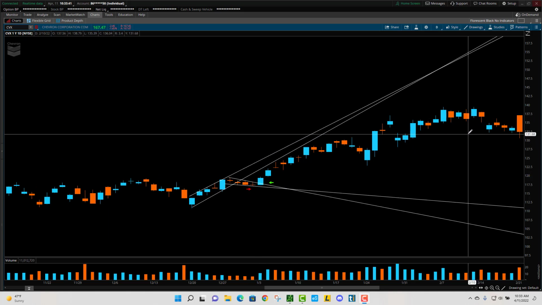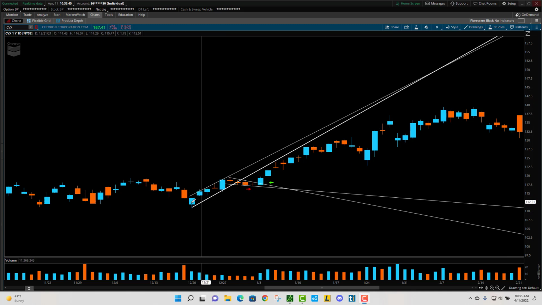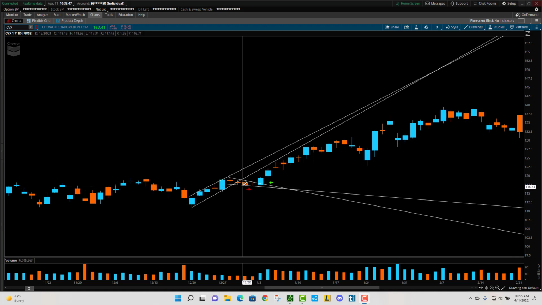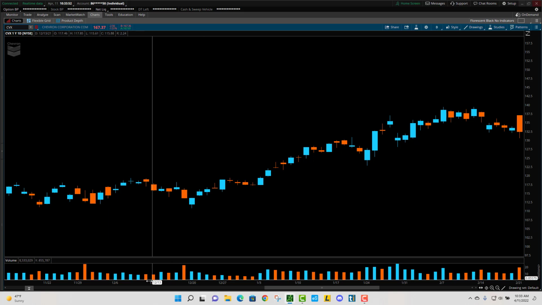Again, this is a daily chart. This pattern, which I'll show you, is found in all different time frames. But this is a perfect looking, really nice looking bull flag. So now I'll clear my drawing sets and we'll take a look at some maybe not so perfect ones.